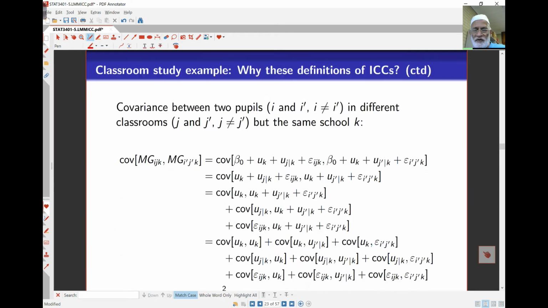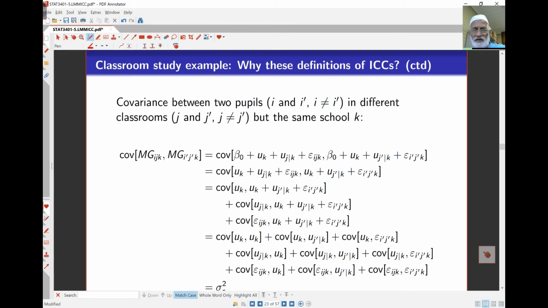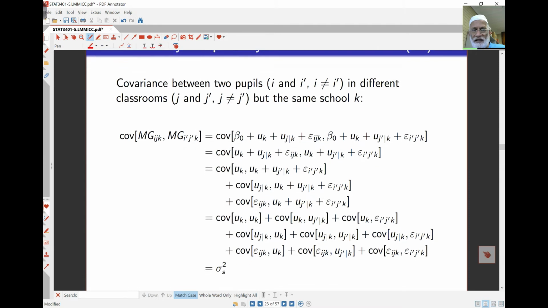And when I look at the bottom line, then if I look at the variance covariances between two pupils in different classrooms but in the same school, the I's and the J's will be different. And if you work it through in the same way as before, you'll find, if I just quickly go through this, the UK with the UK will give me something, that's the school level. But the UK with everything else will give me 0, because there's nothing here that it corresponds with. Because of independence, the UK with UJK and the last other term will be 0, and everything else here becomes 0. So you can work through that if you wish, and you can ask me afterwards.